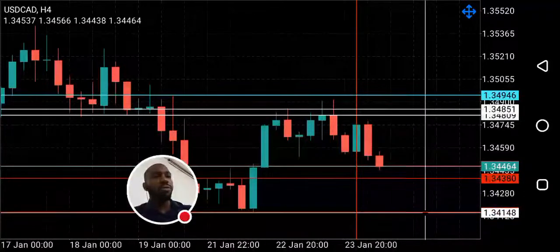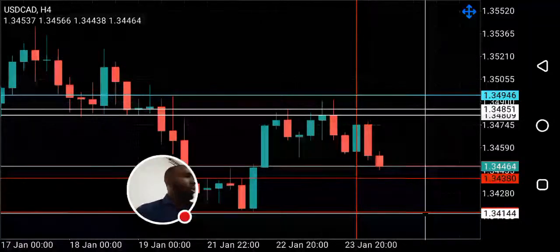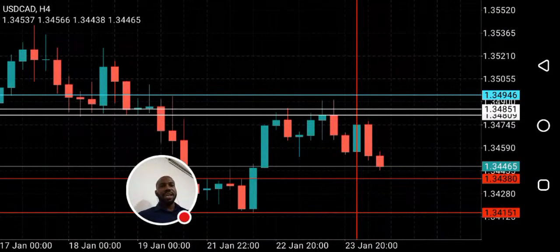So this could be your first target on USD CAD. There's a high probability that price will hit that level. I hope that is clear.